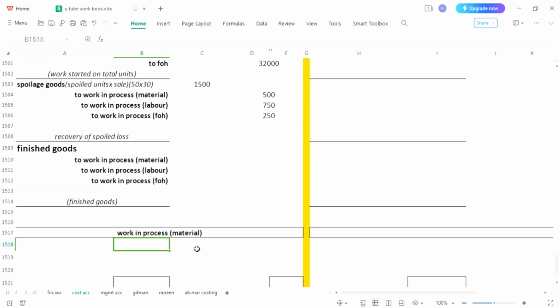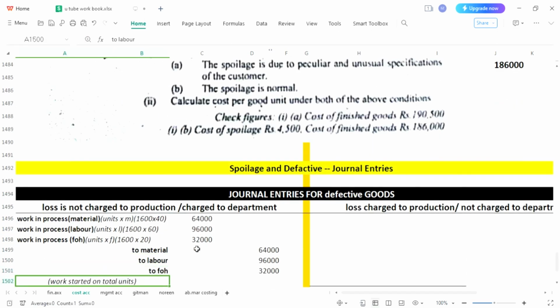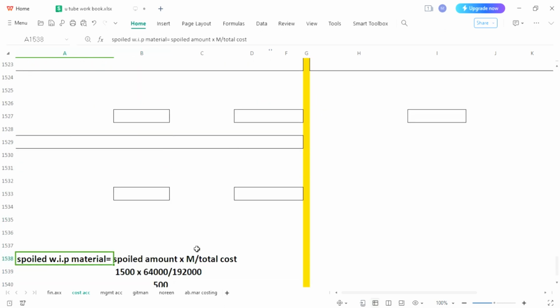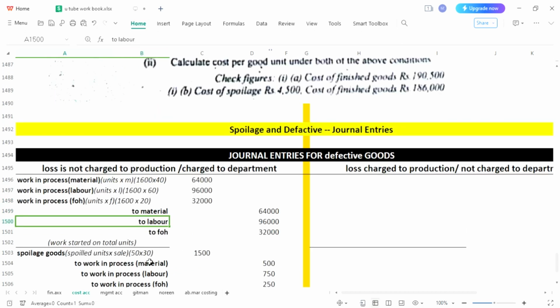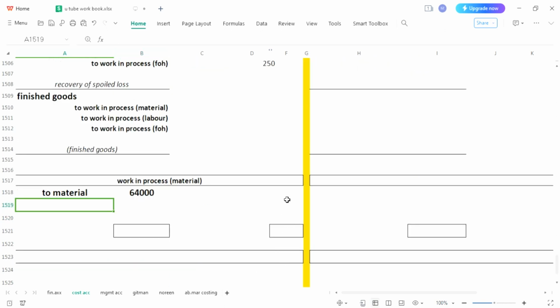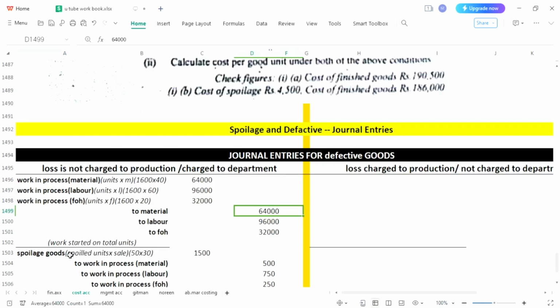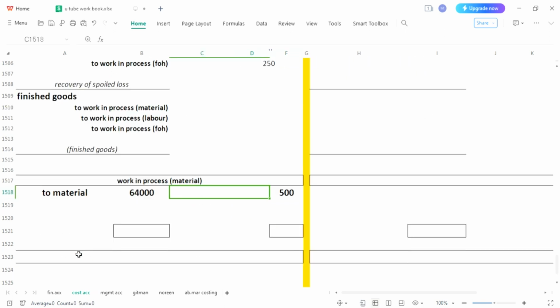So you will write 64,000 on debit, and you can see that what is written on the opposite side is material. So you will write to material as your reference. In second entry, check it out, work in process material is present on credit side. So you will put 500 on credit side, and reference is spoiled goods. Whatever is written on the opposite side, you will use as reference, but with the word by. By spoiled goods.